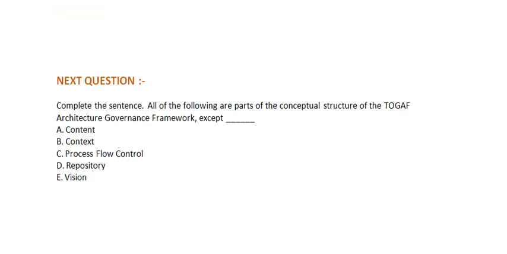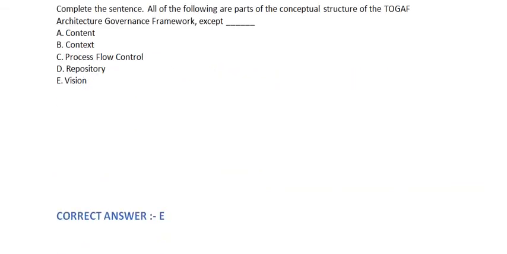Next question is, complete the sentence. All of the following are parts of the conceptual structure of the TOGAF Architecture Governance Framework except option A, content, option B, context, option C, process flow control, option D, repository, and option E, vision. The correct answer is option E.